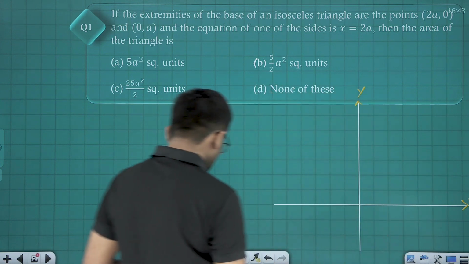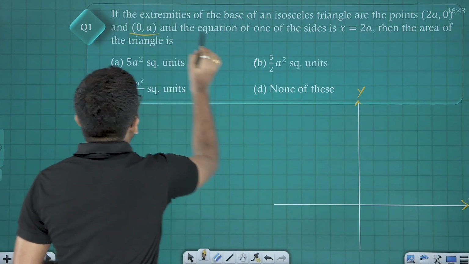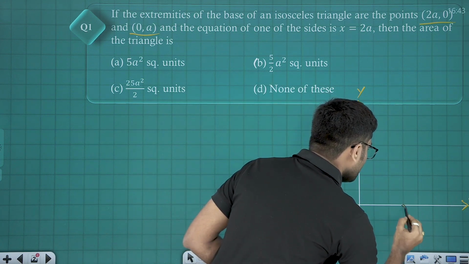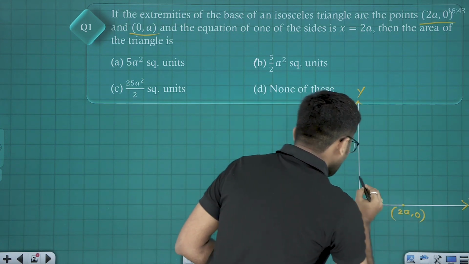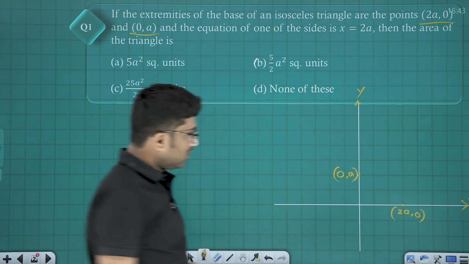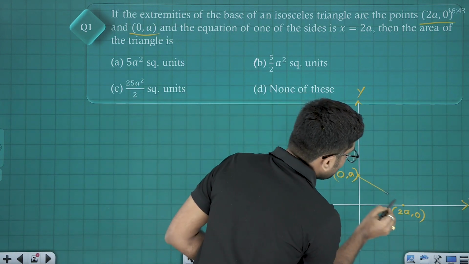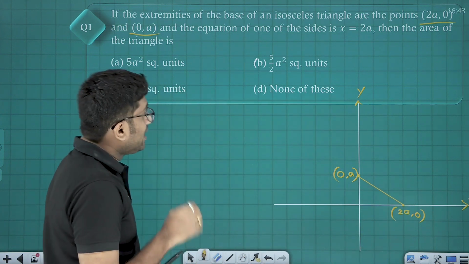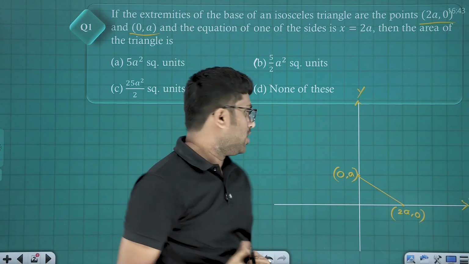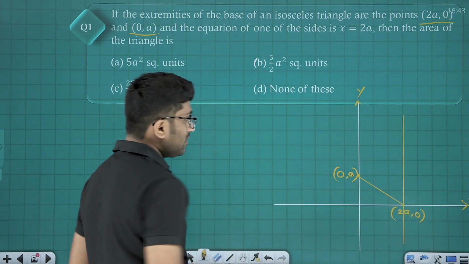Now they said the extremities of the base of an isosceles triangle are the points 2a, 0 and 0, a. So let's say 2a, 0 is a point somewhere here. 0, a is a point somewhere here on the y-axis. Okay. Now for sure this is going to be one side. Okay, fine, we got one side. Next, the equation of one of the sides is x equals 2a. We know x equals 2a is a vertical line. So for sure it will be passing through this point.